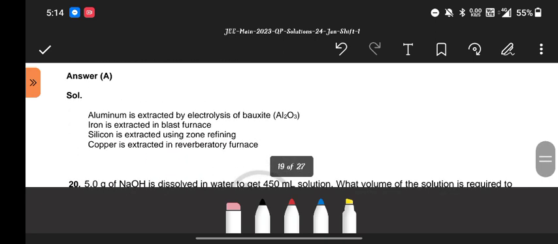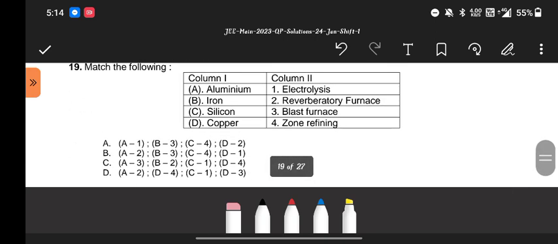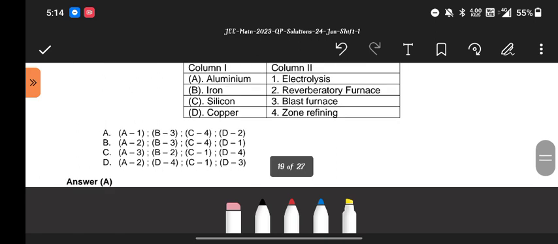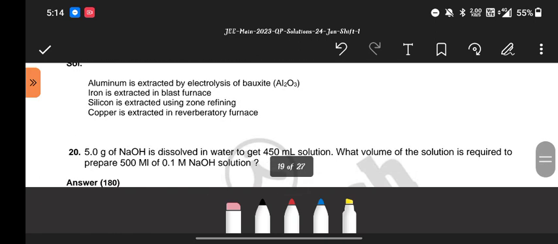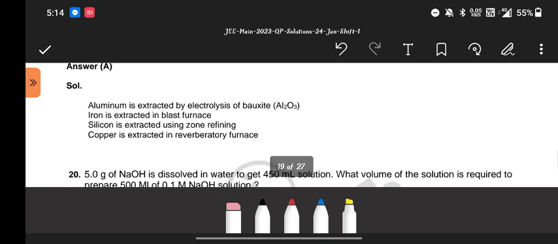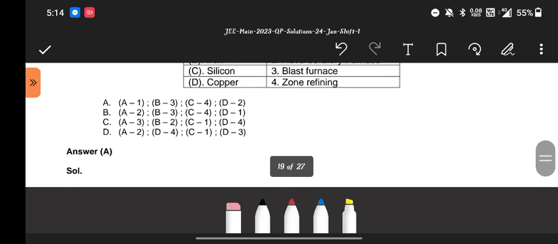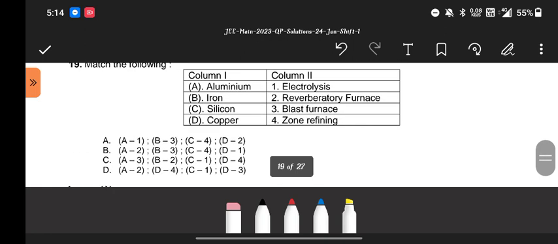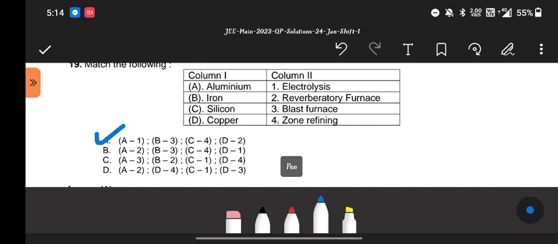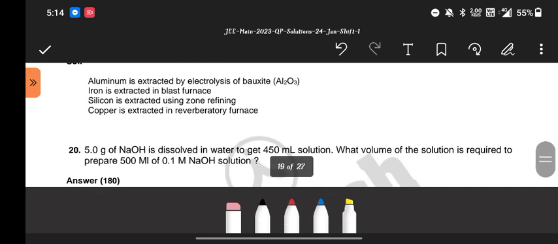Now aluminum is extracted by electrolysis of bauxite. So electrolysis is correct. And iron is extracted in a blast furnace, silicon is extracted using zone refining, and copper is extracted in a reverberatory furnace. So therefore here, aluminum is electrolysis, iron is blast furnace, silicon is zone refining, and copper is reverberatory furnace. So that option is present at option A. Therefore option A is the correct answer for this question.